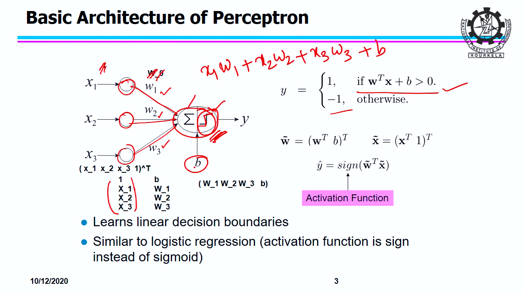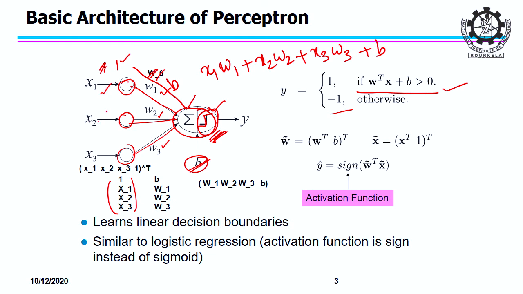Instead of writing B here, what we can do is consider that there is a link here and that input is always 1 and that weight is W0. Instead of W0 we write B. So now our input vector, the column vector, will have 1 for this one.